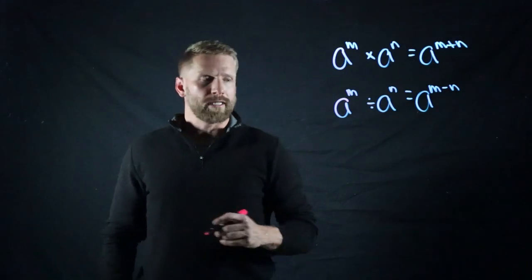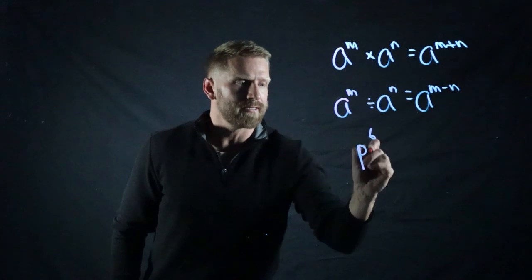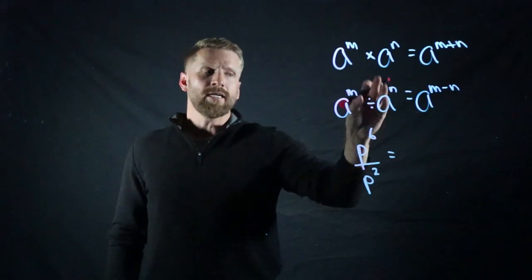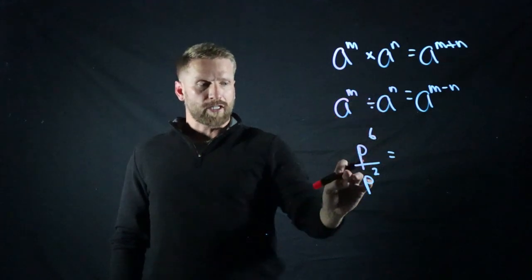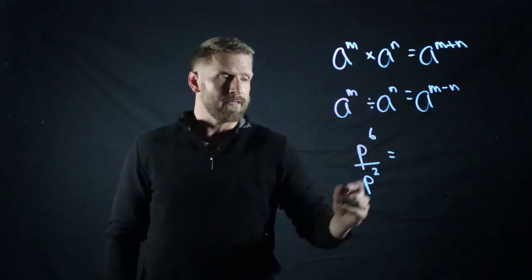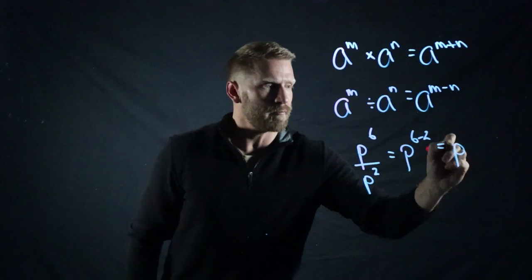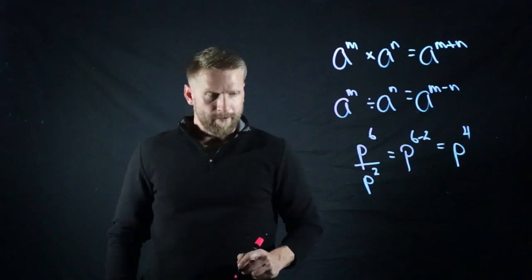Okay, we'll start off with a really quick example here. p to the 6 over p squared. Again, I'm dividing. Yes, I wrote it as a fraction, but fractions and divisions imply the same thing. Same bases, so I just subtract my exponents to get p to the power of 4.